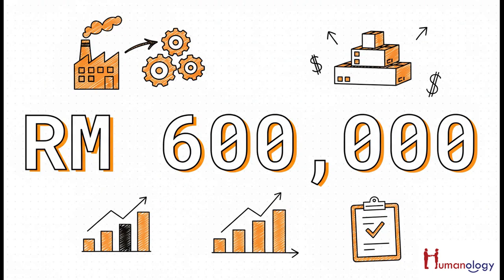Okay, let's use an example to make this real. Let's say the final number from our manufacturing statement is 600,000 Malaysian ringgit. This number represents the total cost of all the products that were fully completed during that time period. So just remember that number, 600,000.